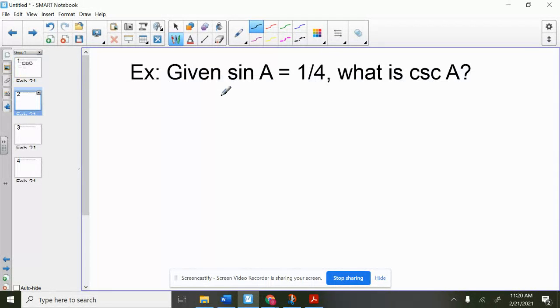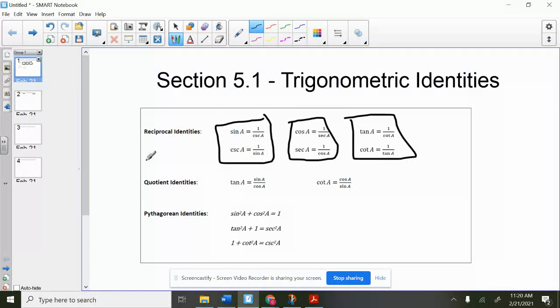So given sine of A equals 1/4, what is cosecant? The first thing we do is ask: are what I'm given and what I'm asked to find reciprocals? Am I able to flip it and find the other one? A lot of the time the answer is no, and sometimes the answer is yes. So first, are sine and cosecant reciprocals? Let's look back up here at our pairs. I've got these two, and these two. So are sine and cosecant reciprocals? The answer is yes, because they're a pair right here.